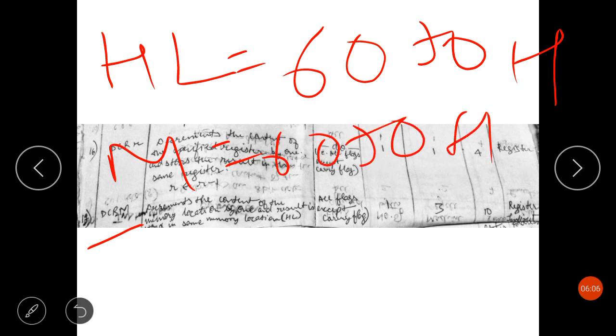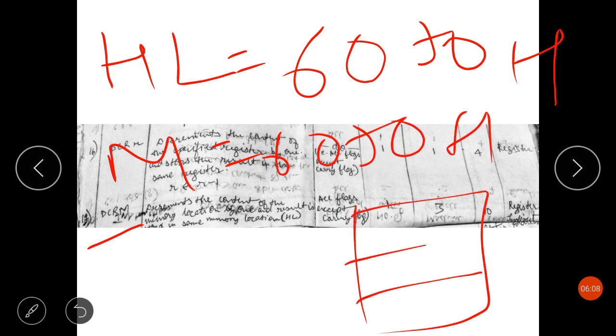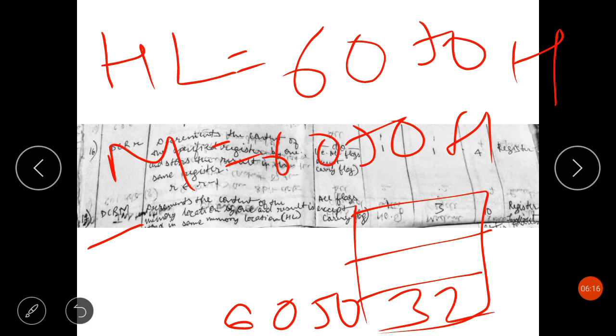Now let us suppose the memory location having the address 6050H has the content 32H. After we execute DCR M, what will happen? 32H will get decremented by 1 and the same will get stored in the same memory location. So the result is 31H, and this 31H will get stored in the same memory location.